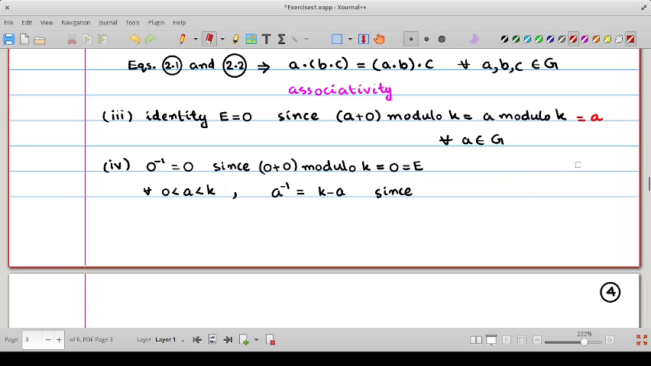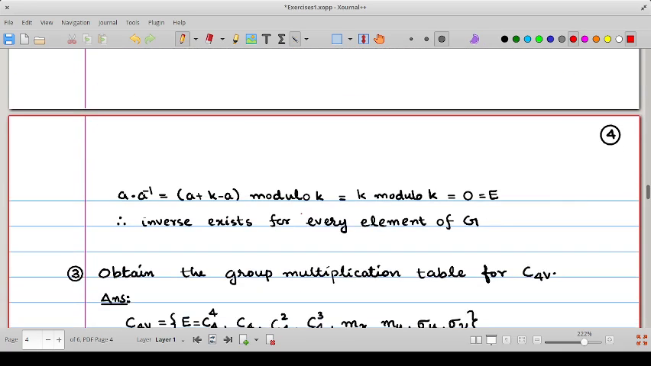Now for any other element in the group other than 0, that is for element A, which is less than k and greater than 0, we see that the inverse is given by A inverse equal to k minus A, and this is because of the following. Now consider A dot A inverse with A inverse taken as k minus A, so that will be equal to A plus k minus A modulo k.